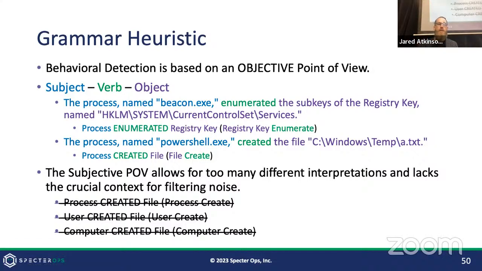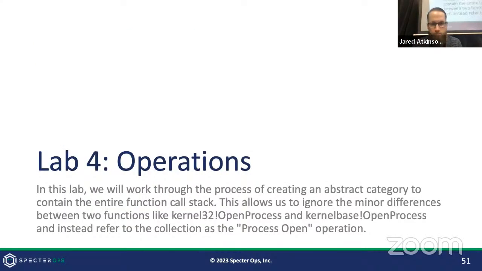Now, the other problem with the subjective point of view is that there are actually numerous subjects. There's the process as the subject, and there's the user as the subject. A process, PowerShell.exe, is running as a user, Jared, which is then running on a computer like workstation A. So simultaneously, you could say that the process created a file, that the user created the file, or that a computer created the file. But the object, the file being created, there's only one way to interpret that. That's why we take the objective view.